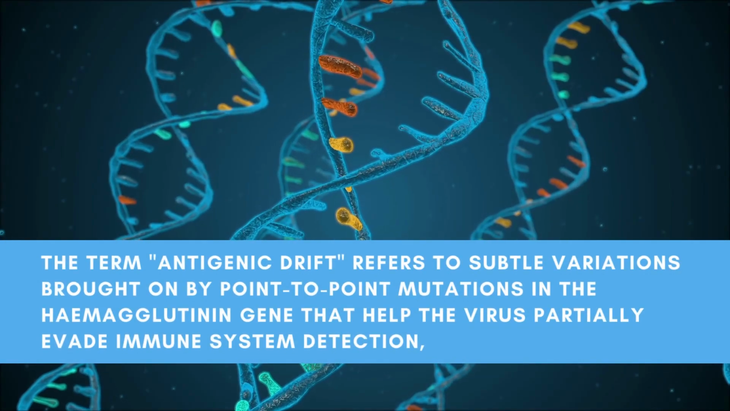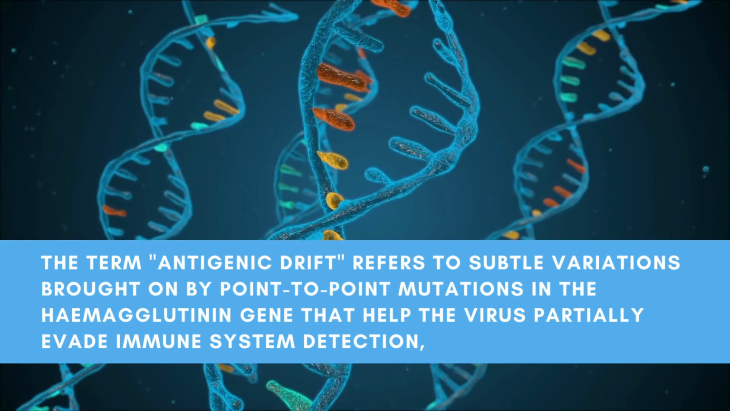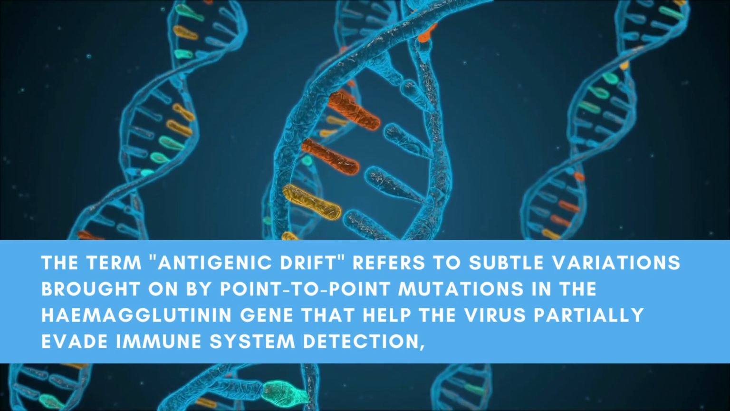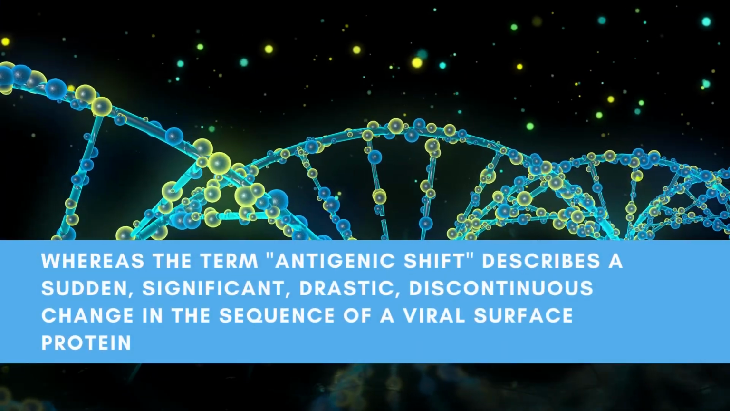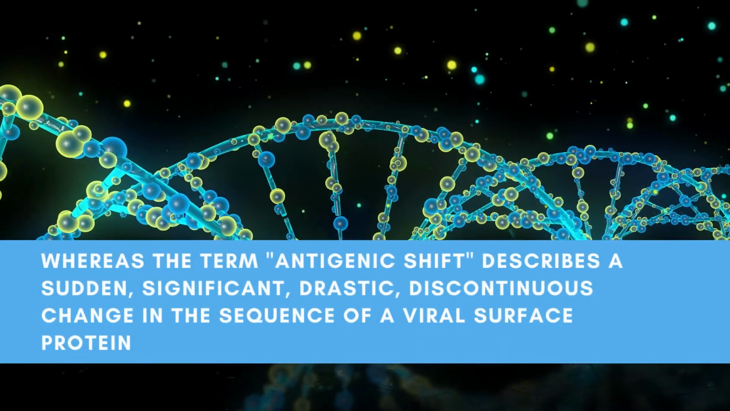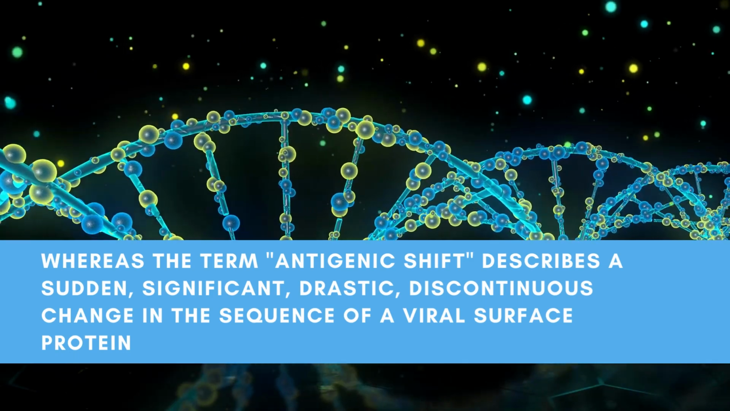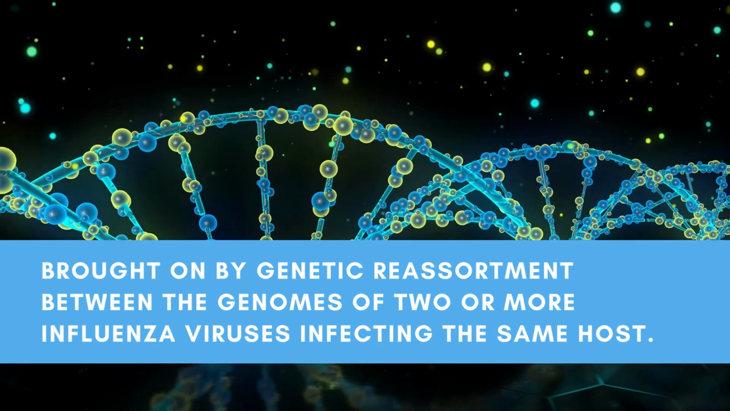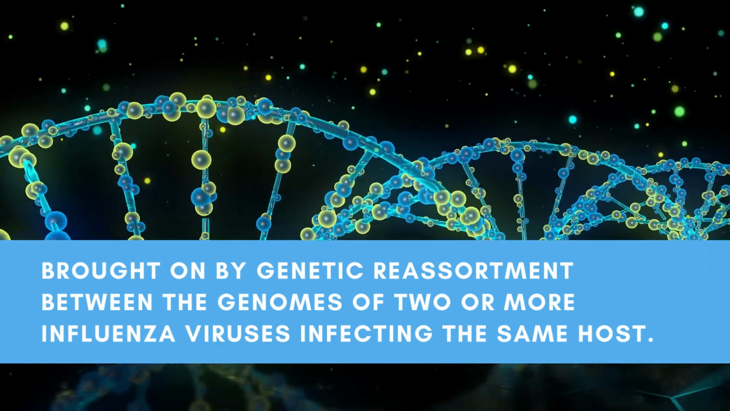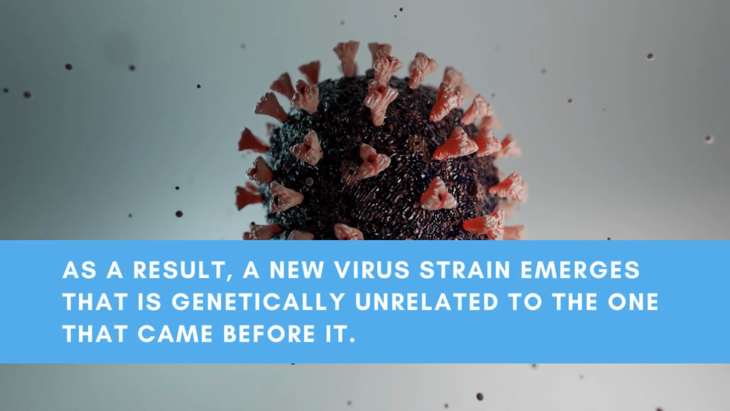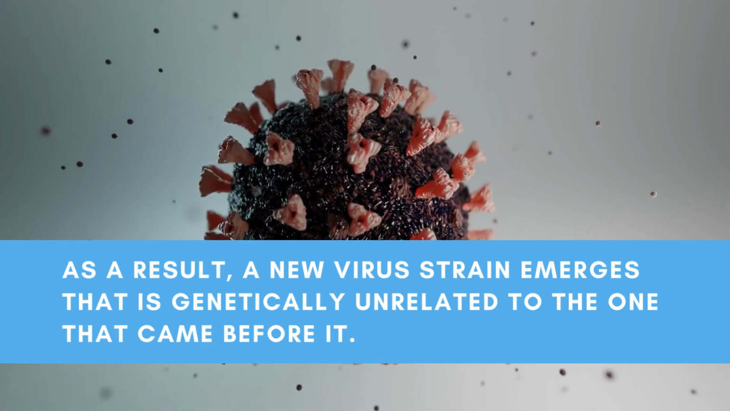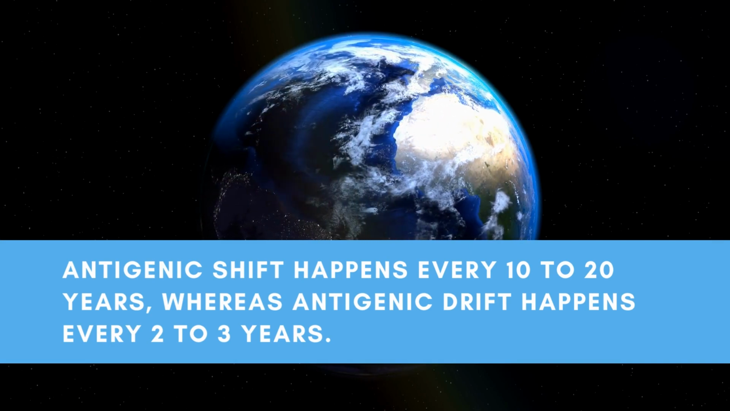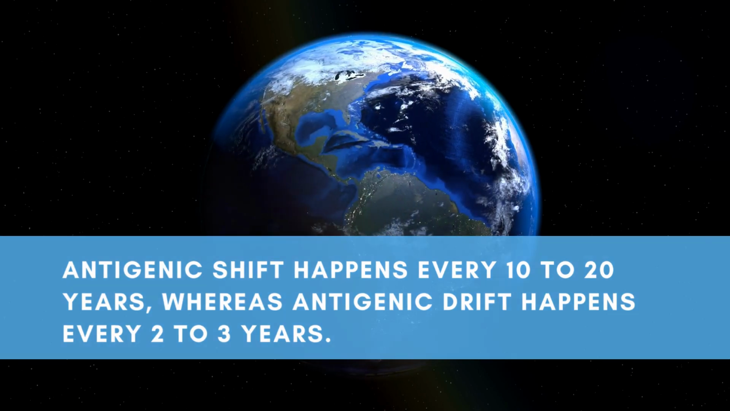The term antigenic drift refers to subtle variations brought on by point-to-point mutations in the hemagglutinin gene that help the virus partially evade immune system detection, whereas the term antigenic shift describes a sudden, significant, drastic, discontinuous change in the sequence of a viral surface protein brought on by genetic reassortment between the genomes of two or more influenza viruses infecting the same host. As a result, a new virus strain emerges that is genetically unrelated to the one that came before it. Antigenic shift happens every 10 to 20 years, whereas antigenic drift happens every 2 to 3 years.